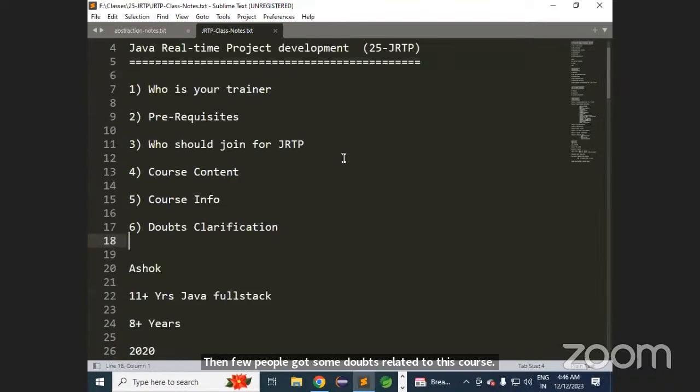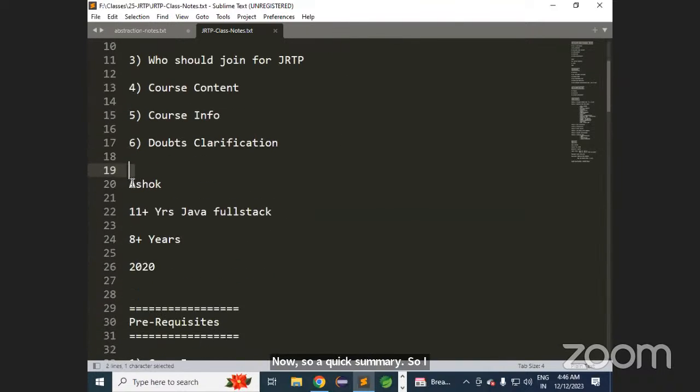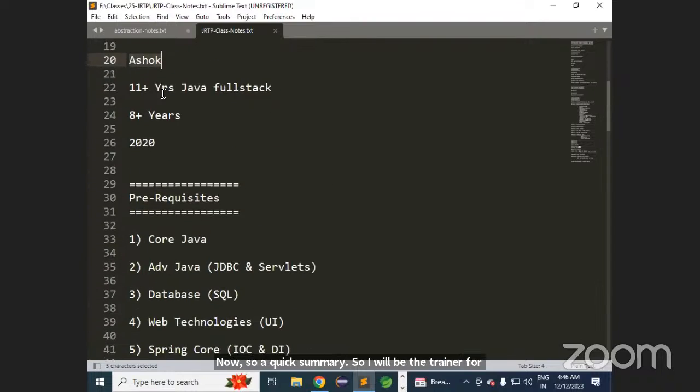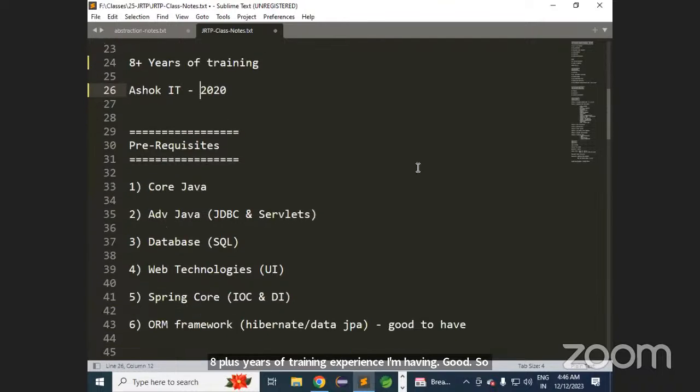Now, a quick summary. I will be the trainer for this batch. My name is Ashok and I have a total of 11 years experience as a Java full stack developer in IT, and 8+ years of training experience. Good. Ashok IT started in 2020, as I mentioned. So 3 years old. Fine.